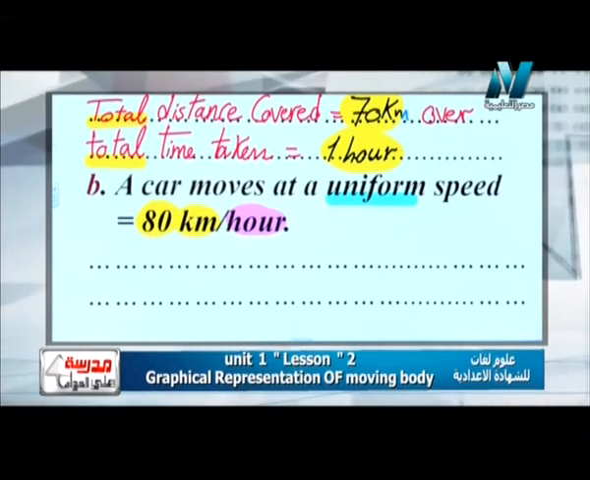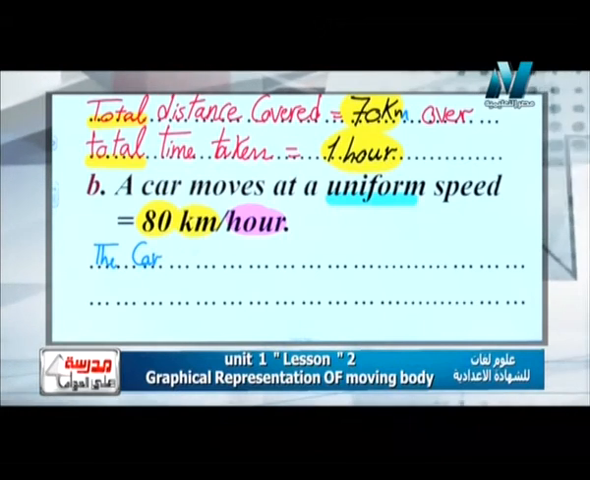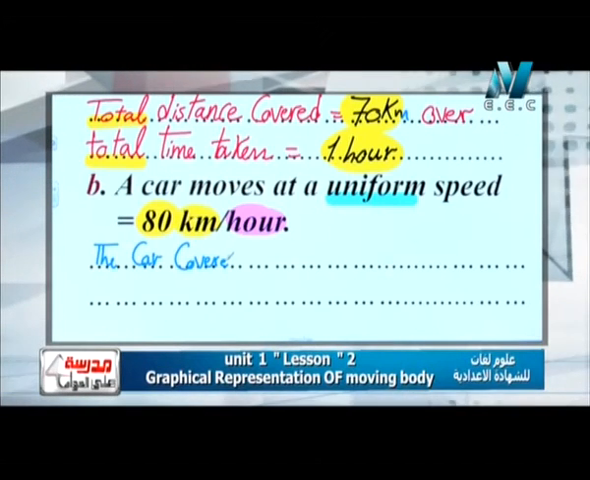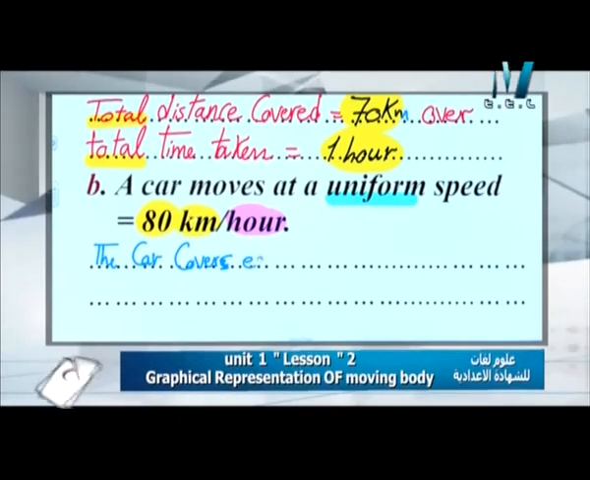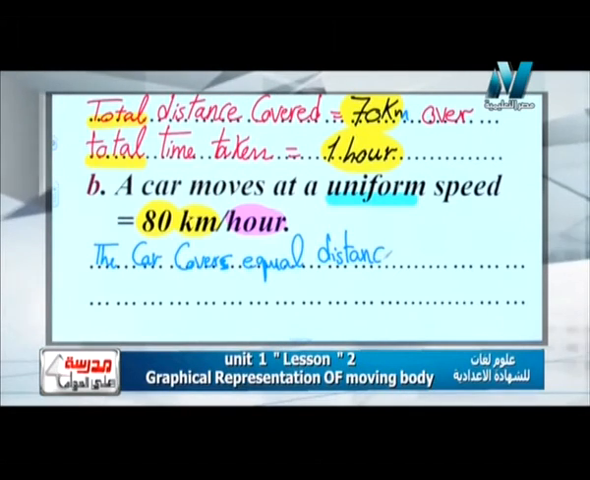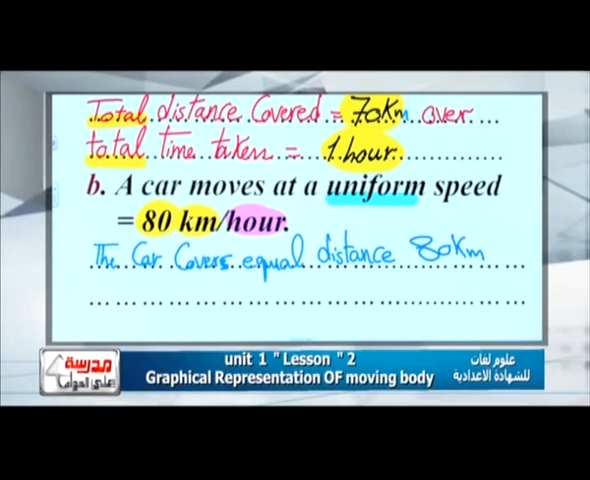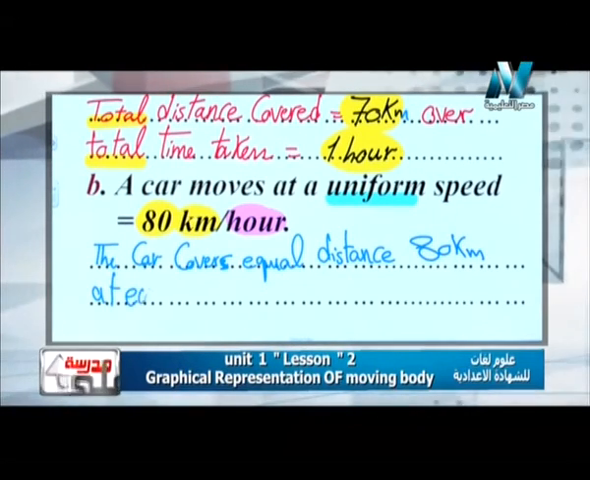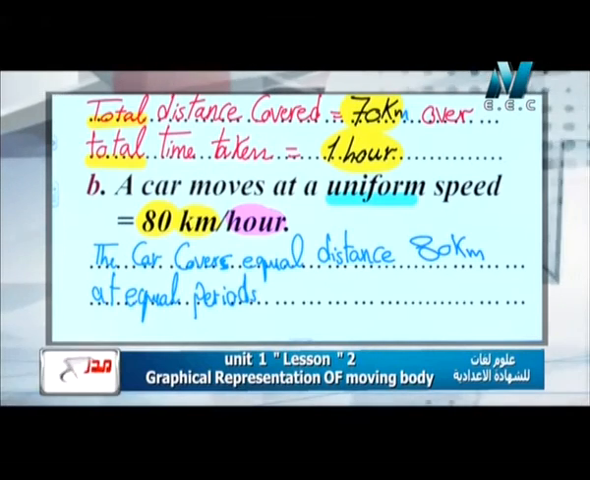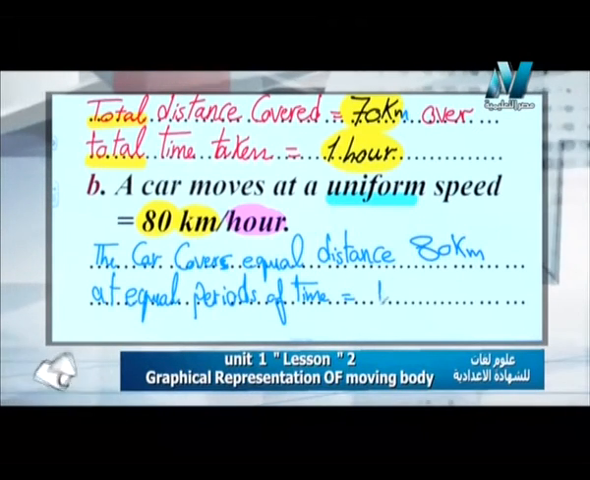So we answer as: the car covers equal distances, مش هي uniform يبقى 80 كيلومتر at equal intervals or periods of time equal 1 hour.